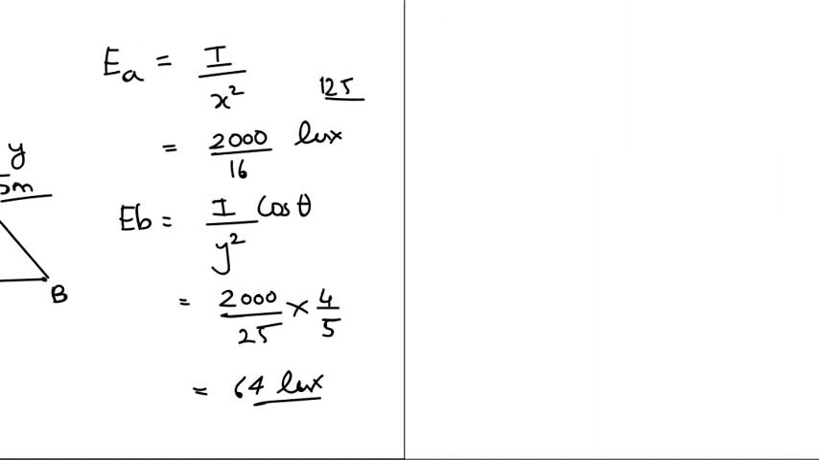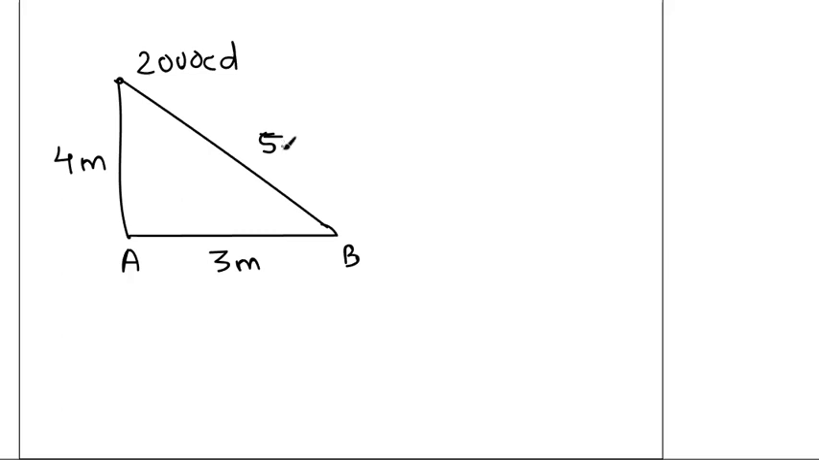Considering this, if I have the same case, a 2000 candela luminaire, with wall A and point B at a distance of 3 meter from the wall, and the height of the wall is 4 meter so the hypotenuse becomes 5 meter. Now this is theta, and I know the illuminance at A, that is 125 lux. If I have to find the illuminance at point B, there is another technique.